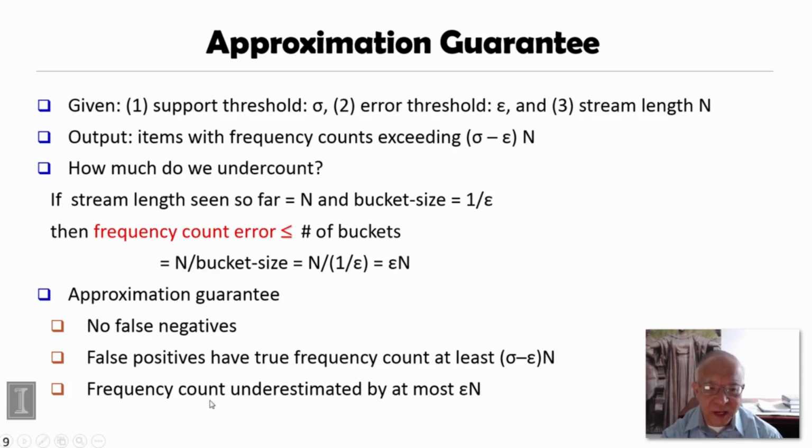But the frequency count is underestimated by at most epsilon times n, because we already have this. So you have some nice guarantees, with just this bucket size as your main memory. You actually can return all the frequent items, and it may contain some false positives, and may have some underestimate of your frequency count. But still, it is a nice, elegant algorithm with which, with very limited resources, you can handle data streams.